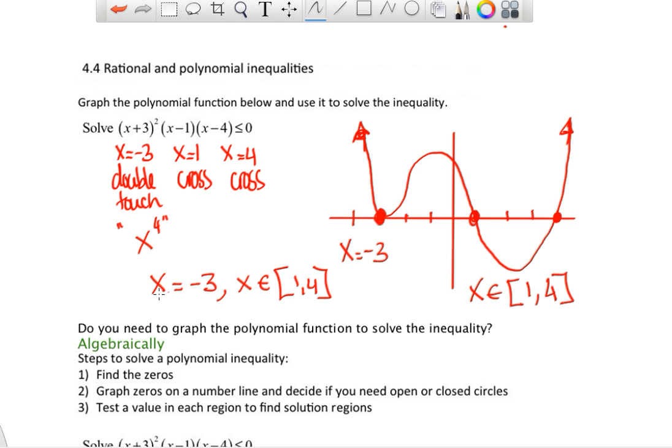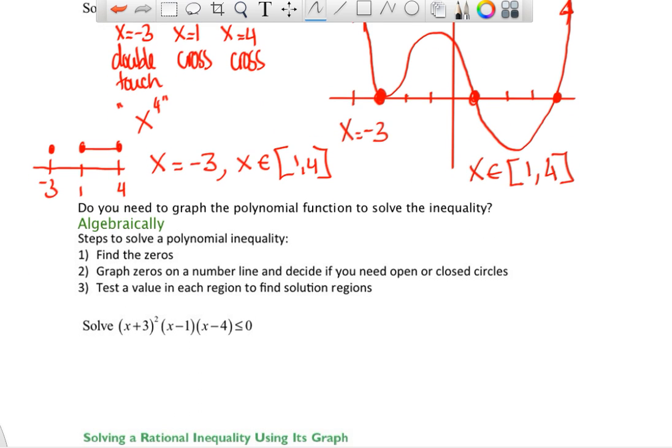If you remember, inequalities often graph on a number line, so that would look a little like this. At -3 you would just put a dot, at 1 you put a dot, at 4 you would put a dot, but these two get connected, and then that will be it. So that's an easy way to graph it. Now, do you have to graph the polynomial function to solve it? No, you don't. You would find the zeros, and then you just plot them on the number line right away, and then you can use testing points.